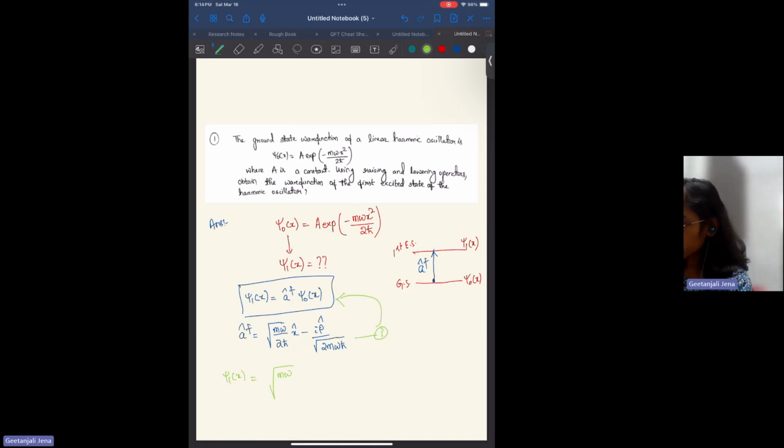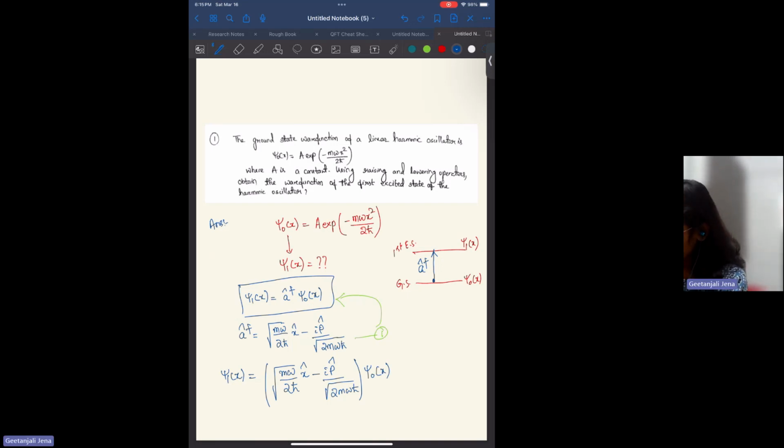I think this color is not visible. Let me rewrite. So psi1(x) equal to root over of m omega by 2 h cut x cap minus i p by root over of 2 m omega h cut, acting on psi0(x).